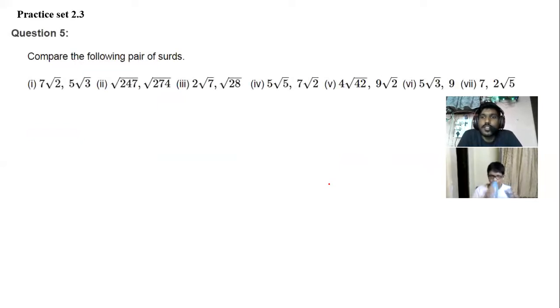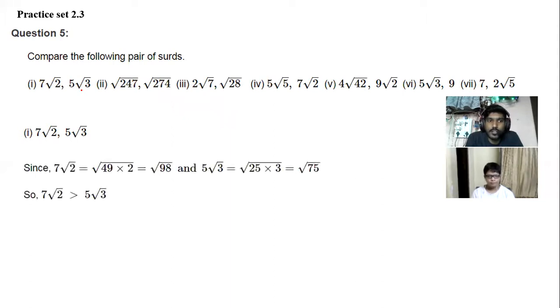So now next is comparing the following surds. So we have to compare. And by comparing, what do I mean? What do you mean by comparing? Which one is bigger, which one is smaller? Yes, you have to say which one is bigger and which one is smaller. So the first one, there are two surds. First one is 7 root 2. Second one is 5 root 3. Now we have to compare which one is bigger and which one is smaller.